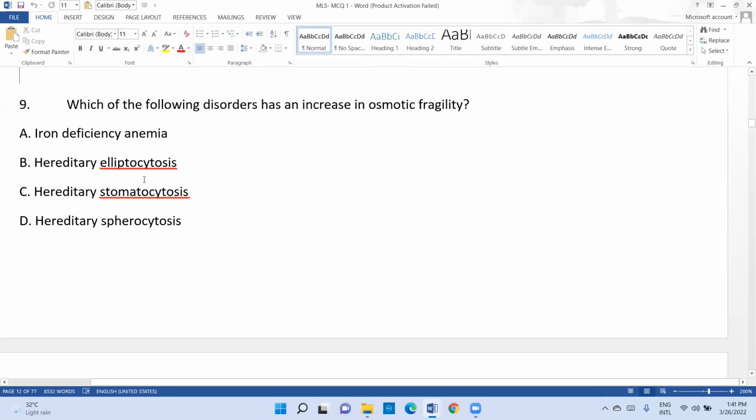They are abnormalities, but B has a normal shaped red cell. It has a pale area, it has deformability and all. Stomatocytosis is also same. Iron deficiency anemia actually, osmotic fragility is decreased in iron deficiency. So the answer is hereditary spherocytosis. Out of these 4, hereditary spherocytosis is the condition causing increase in osmotic fragility.